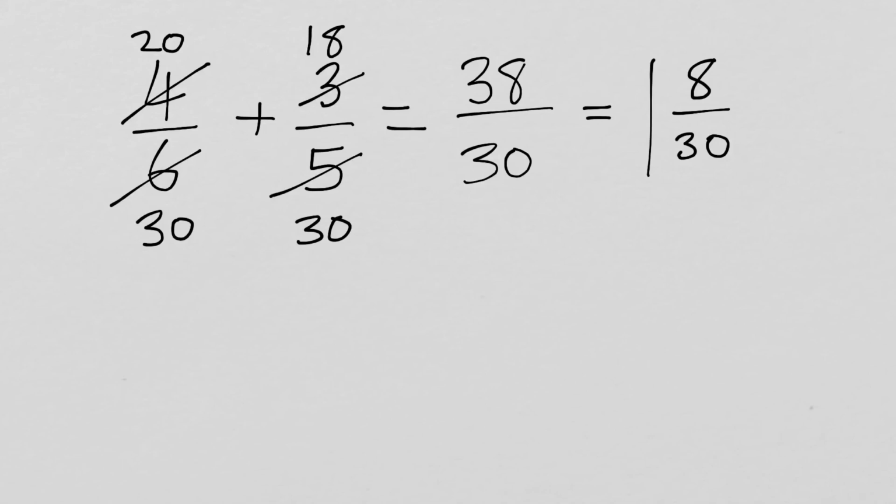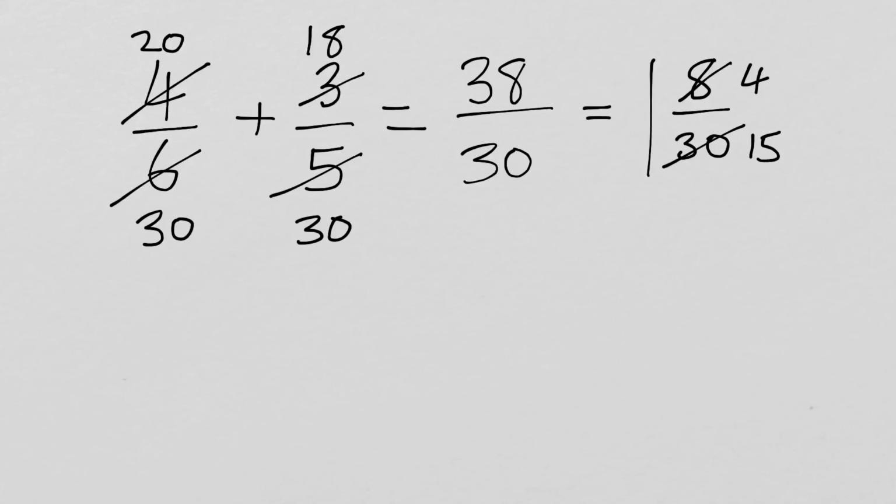But wait, there's more. This 8 and 30 are both even numbers. So I know they can be divided by 2. And I've got to simplify if I can. So 8 divided by 2 is 4. And 30 divided by 2 is 15. Half of 30 is 15.